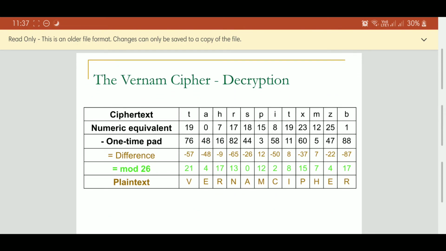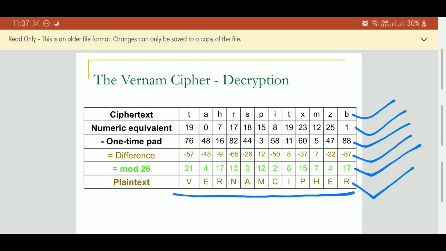For the Vernam cipher decryption, here we have the ciphertext we got in encryption. This is the numeric equivalent for this ciphertext. This is the one-time pad. Now this is the difference: in encryption we added, in decryption we subtract, and we do it mod 26. So we go in reverse, and finally we get our plain text. Our plain text was Vernam cipher at the receiver's end.